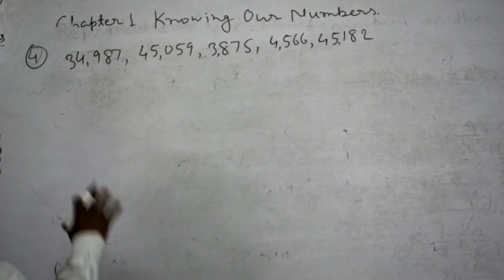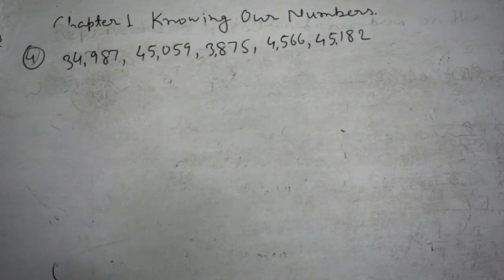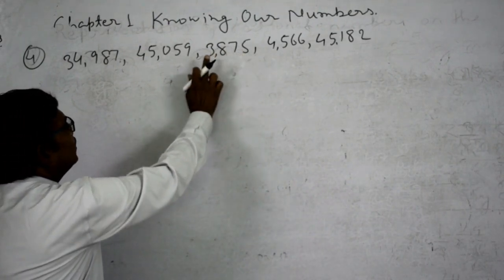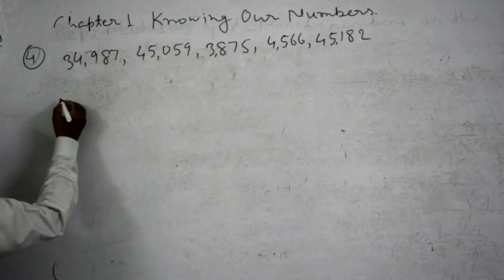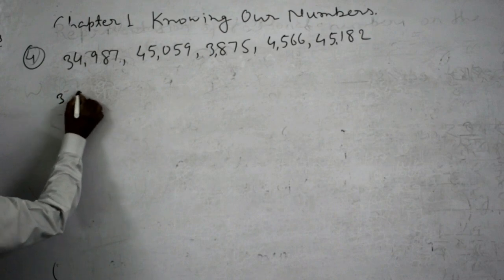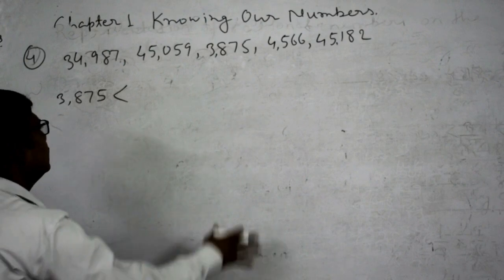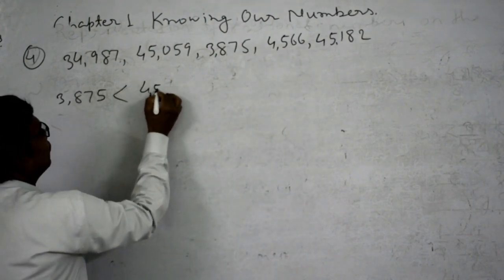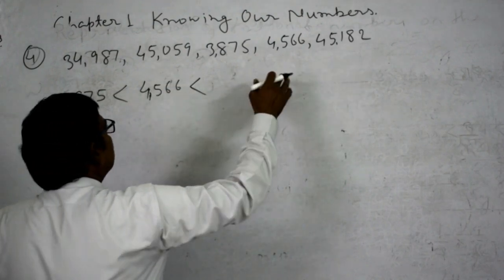Okay, so now these are the numbers and we have to arrange them in the ascending order. So first find out the smallest number in this. So what is the smallest number here? See that this is the smallest number because this is a 4-digit number and this is 3,875. So this is the smallest number. So write first, that is ascending order, 3,875. Okay, this number is smaller than which number? This, that is 4,566, and next number is the bigger number from this.